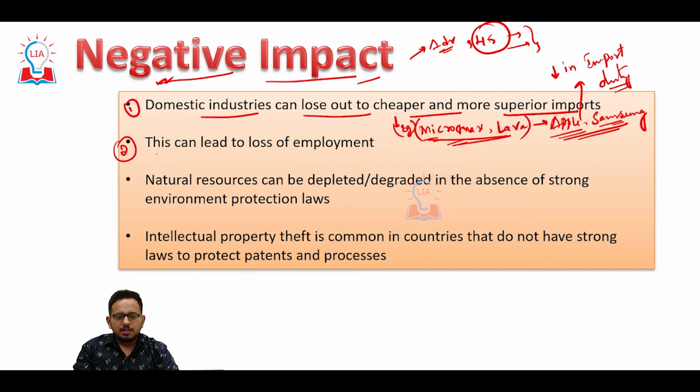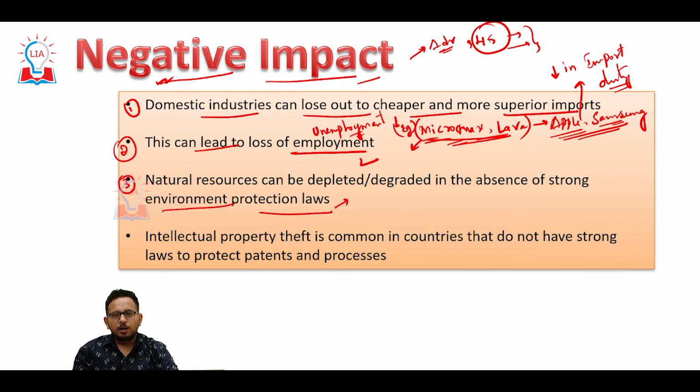Second one, this can lead to loss of employment. Micromax and Lava faced losses and they closed down their businesses. This led to unemployment. If the environmental protection laws are not adequately placed, then natural resources can be depleted or degraded by these multinational companies. This is one more negative impact on the environment.